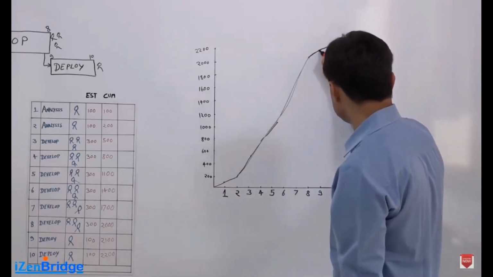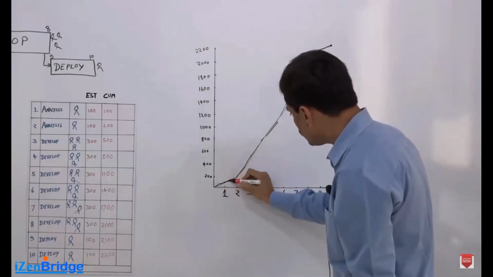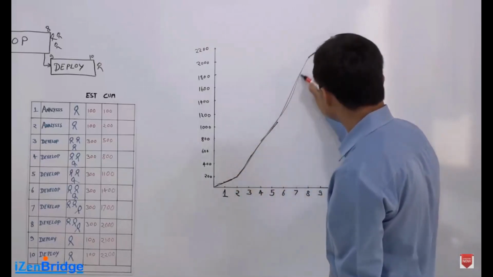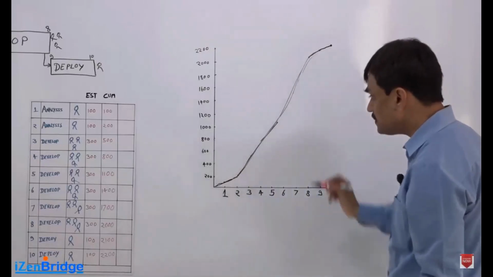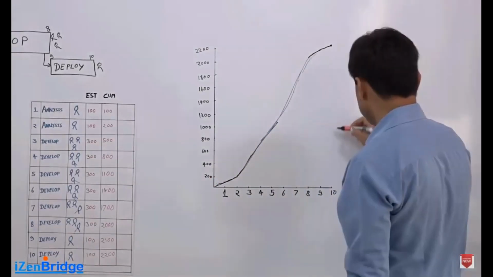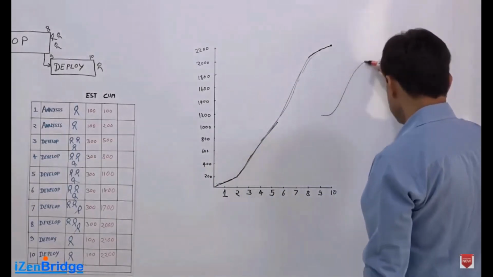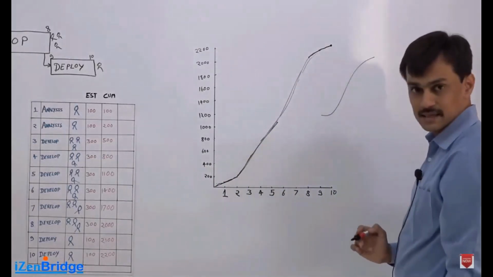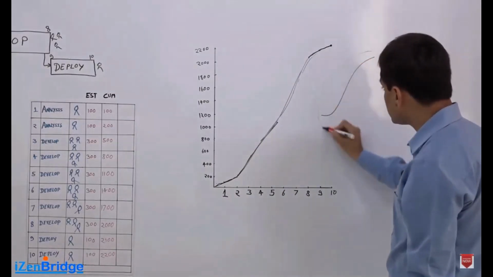So slope is reducing. Now this kind of curve may emerge in most of the projects, and sometimes it becomes more S. It's like becoming something like this, S. Now what is the significance of it?